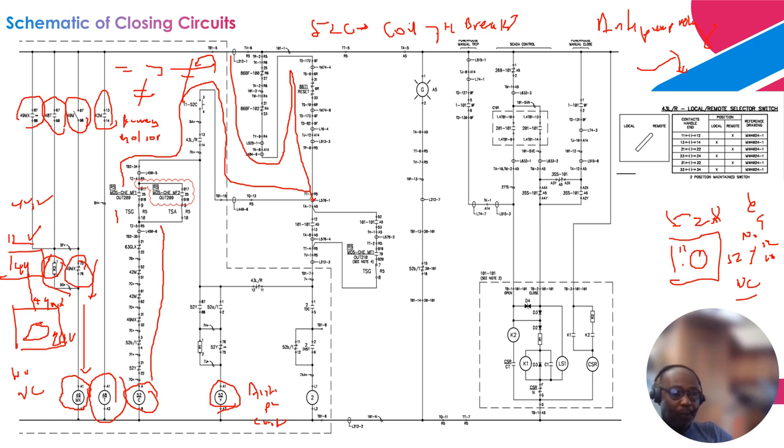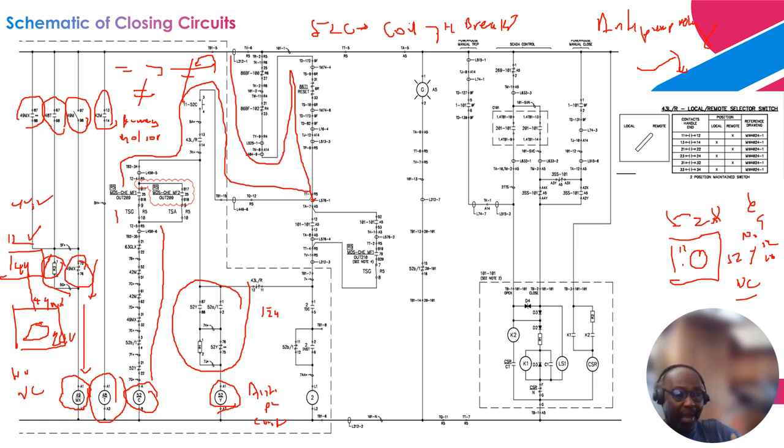For me to be able to energize the anti-pump relay, these are all the permissives that I need. I need this anti-pump normally open contact, 52Y, and also a permission from an auxiliary relay for the breaker status, 52A. That is an auxiliary contact that tells you the position of the breaker: is the breaker open or closed?